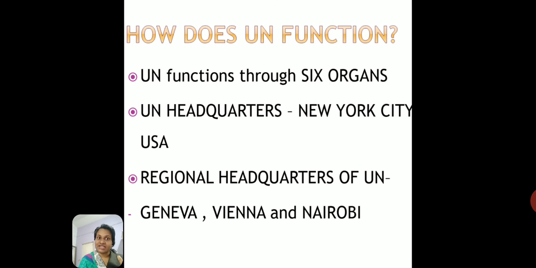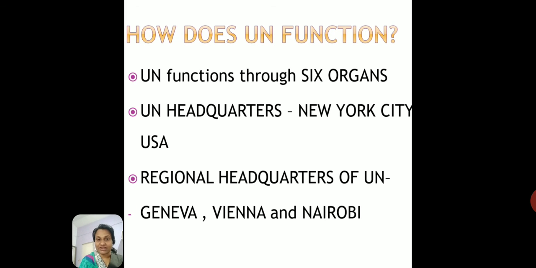Now, how does the United Nations function? The United Nations has 6 organs. Okay, it has 6 different main organs, and it works through them. And the headquarters of the United Nations is in New York City, which is in USA. Okay, so where is the headquarters of the United Nations? It is in New York City, USA. How many organs does the United Nations have? 6. The United Nations has 6 organs, and the regional headquarters of the United Nations are in Geneva, Vienna, and Nairobi.